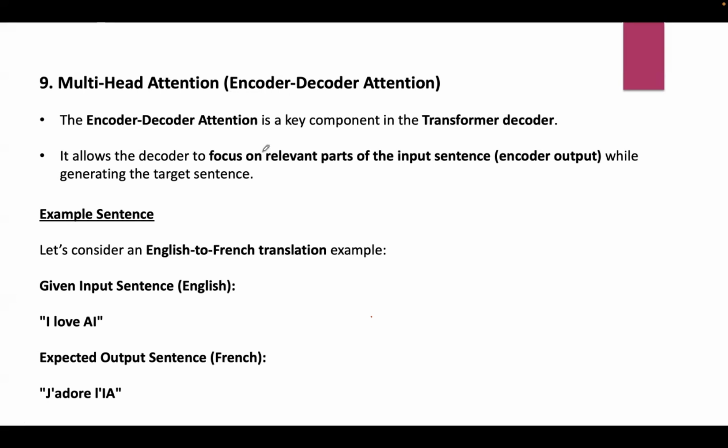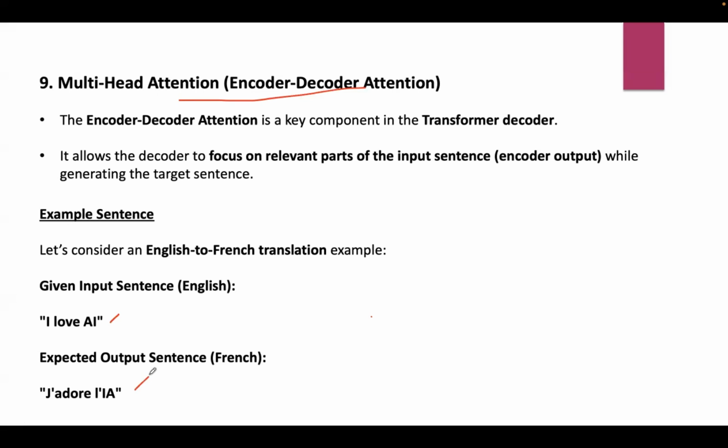Next component in the transformer model is multi-head attention, that is encoder-decoder attention, which is a crucial part of the transformer decoder. It helps the decoder focus on the most relevant parts of the encoder output while generating the target sequence. You can see the example sentence. There's an input sentence we considered, which is in English, and this is the translated sentence.